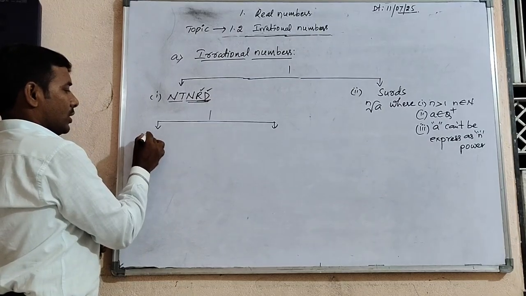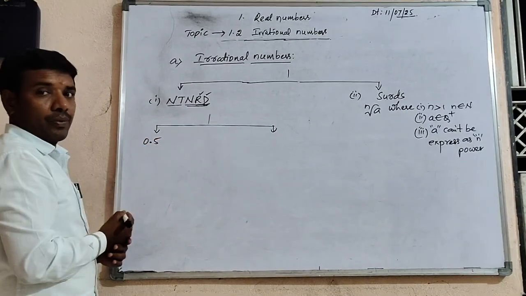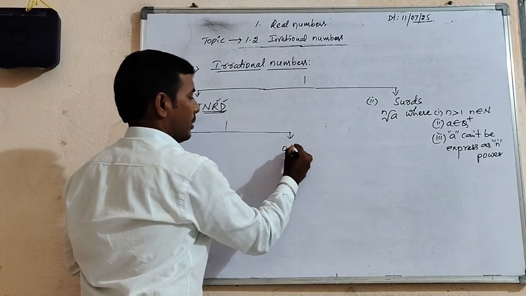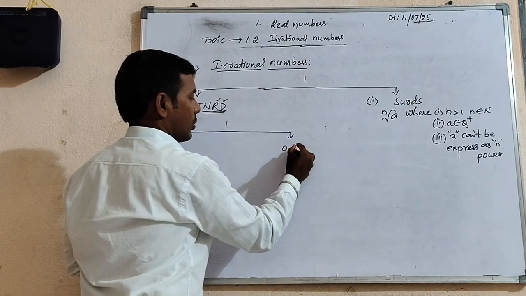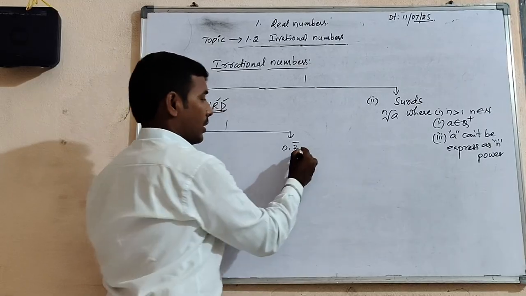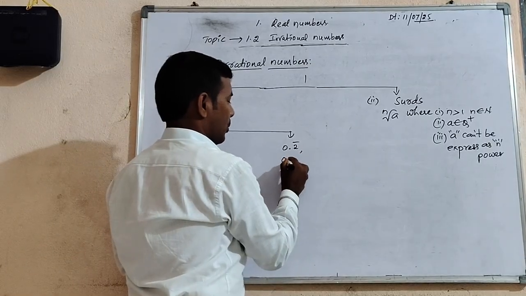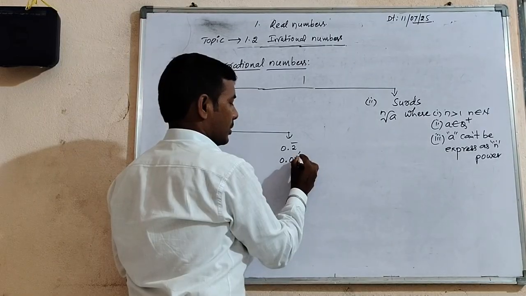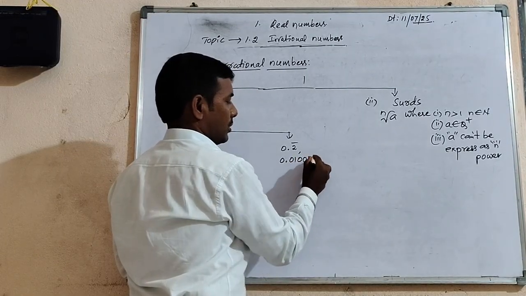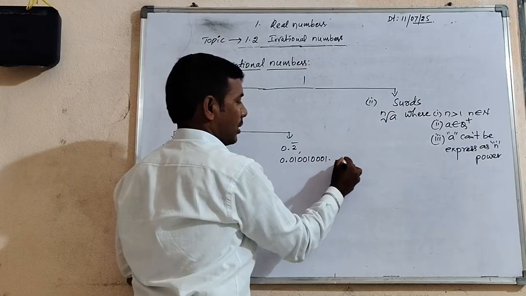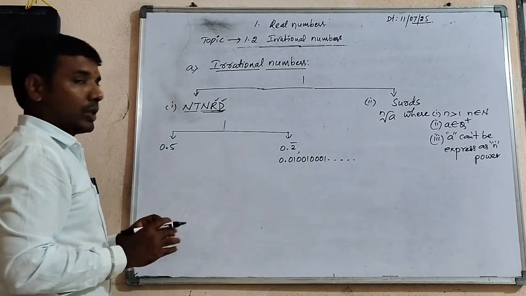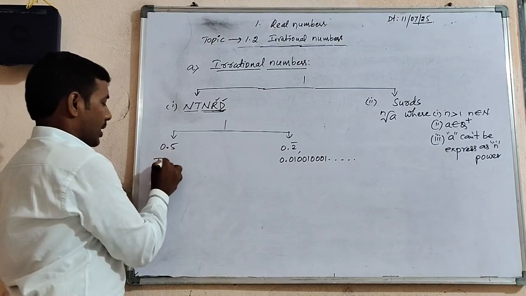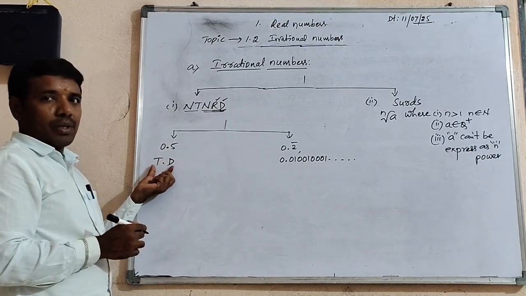One is 0.5. One more is 0.2 bar. I want to give one more example: 0.01001, 0001, dot. This is the terminating decimal. We can call it TD, in essence terminating decimal.